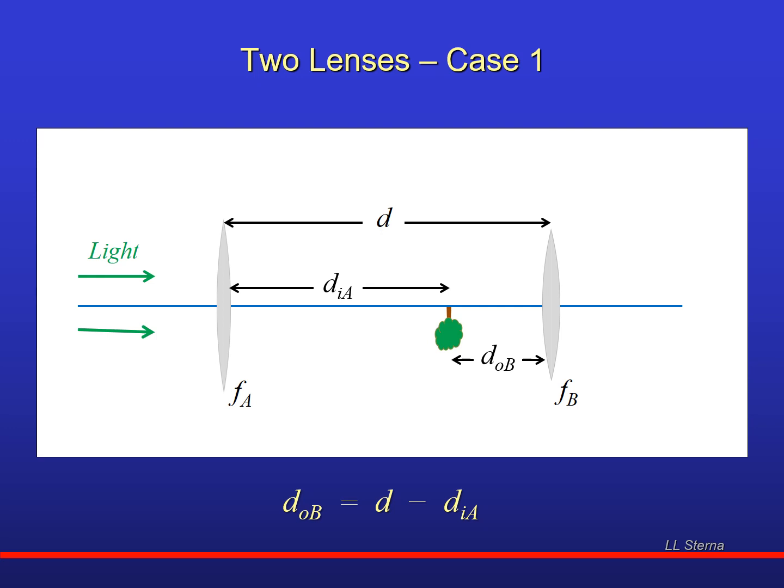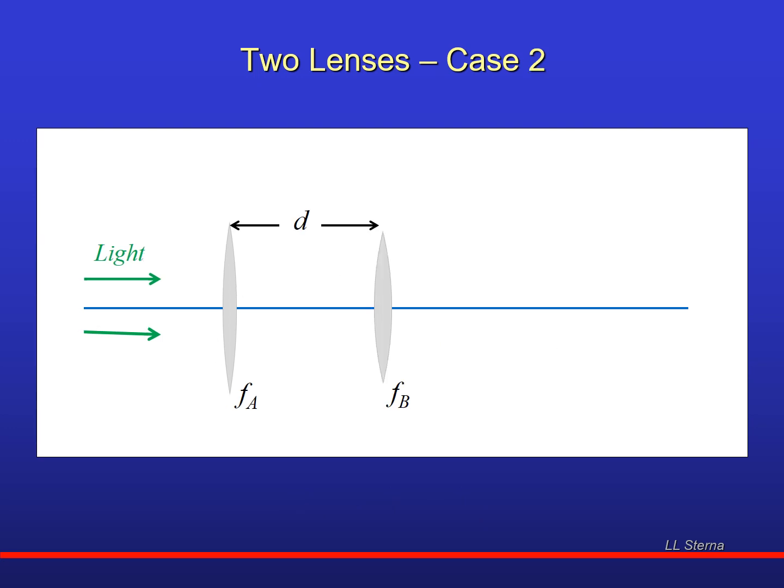We could do many, many cases, but 2 cases will make the point. Let's consider case 2. What we're going to do is put the lenses much closer together. d is much smaller. We have the same object, the same f sub A, f sub B. So when that light passes through the first lens, it makes its image all the way over on the other side of that lens.